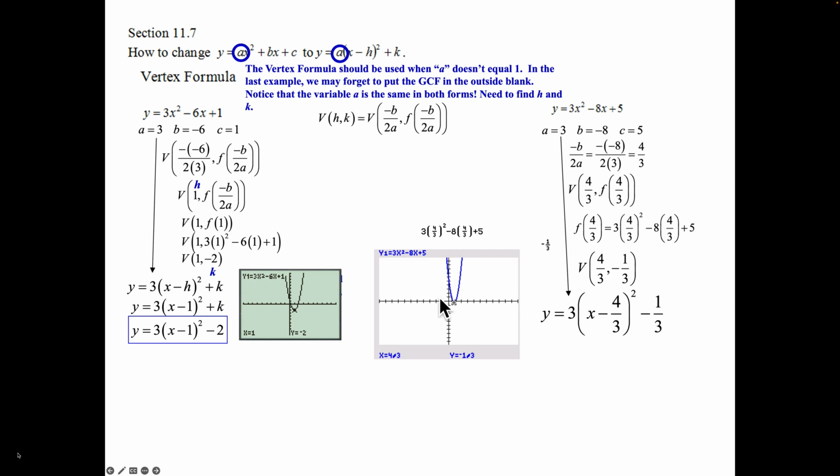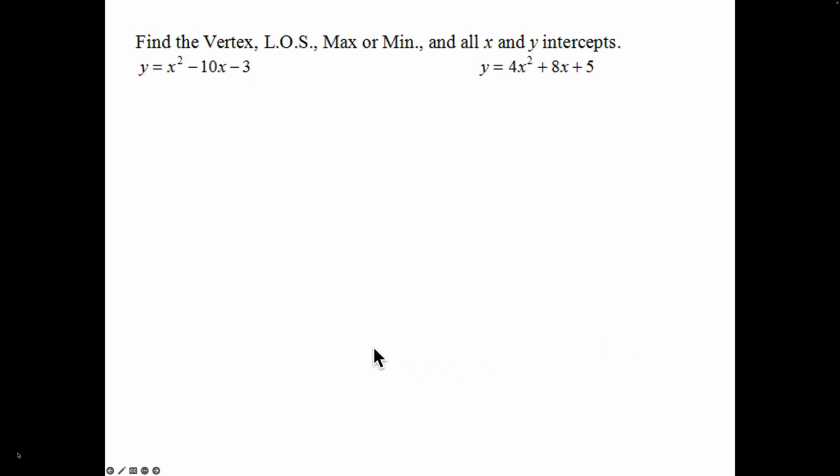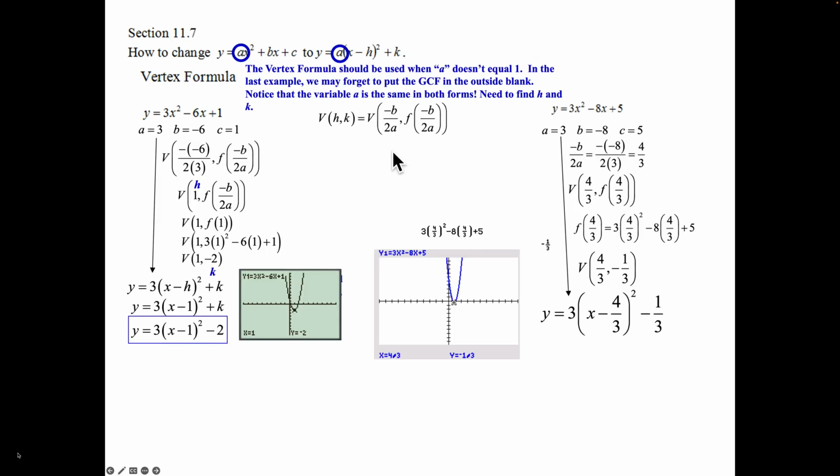So again, use your calculator. You can see my cursor flashing right there at the vertex, so I know these numbers are correct. All right, then you're going to have questions where they're going to ask you to find the vertex, find the line of symmetry, find a max or min value, and all x and y intercepts. So everything off your graph. Well, I'm going to go back one screen.